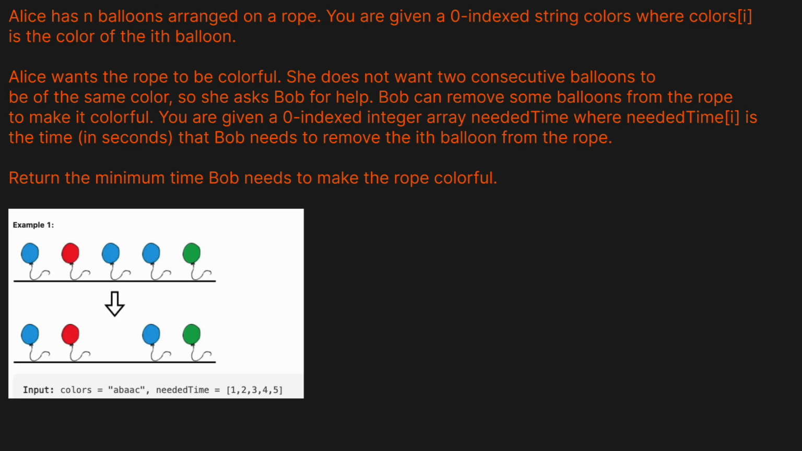You are given a zero-indexed integer array, neededTime, where neededTime[i] is the time in seconds that Bob needs to remove the ith balloon from the rope. Return the minimum time Bob needs to make the rope colorful.